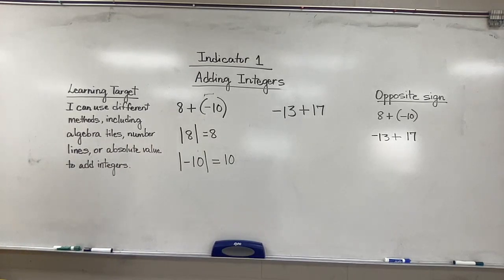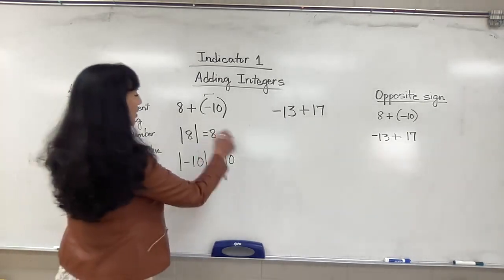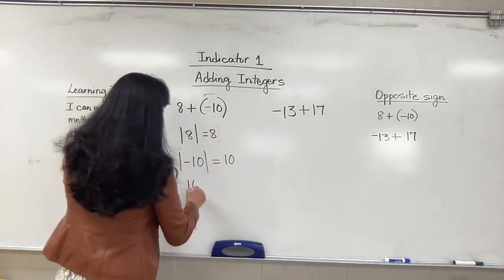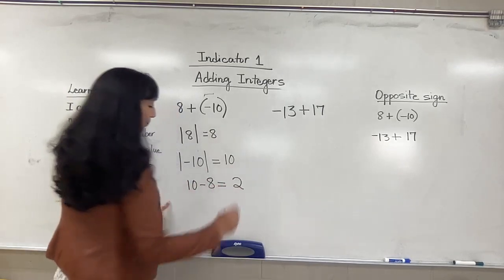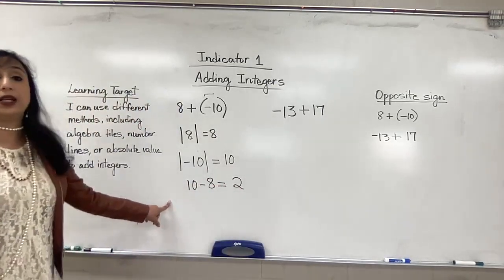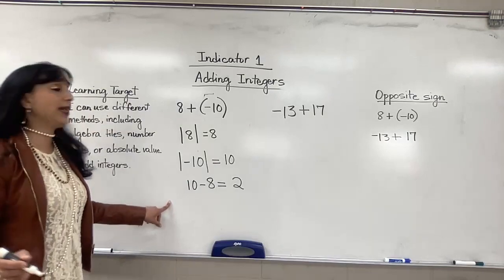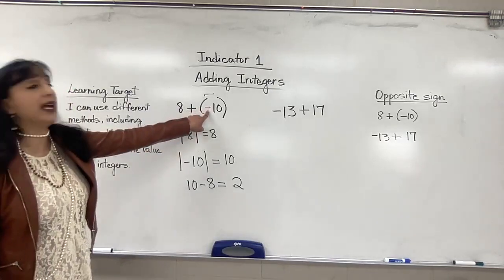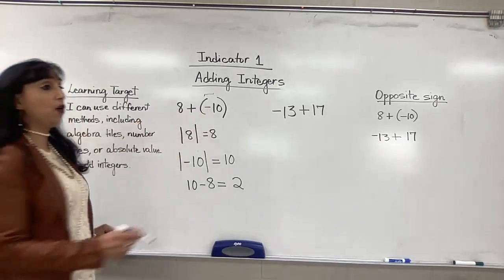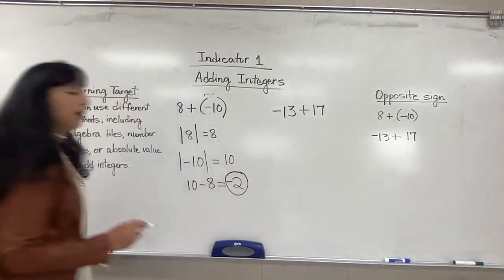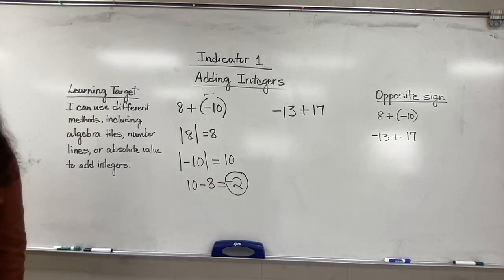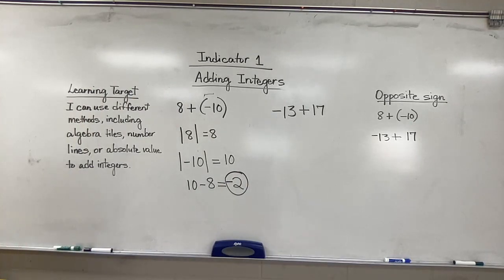And then we are going to use the sign of the integer with the greater absolute value. So here we're going to do 10 minus 8, and I'm going to get 2. And the integer with the greater absolute value has the negative sign. So therefore, my negative sign is going to come here, and that becomes my answer. All right, so this is when we are using absolute value. Let's look at the next one.